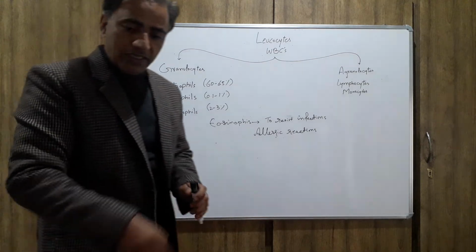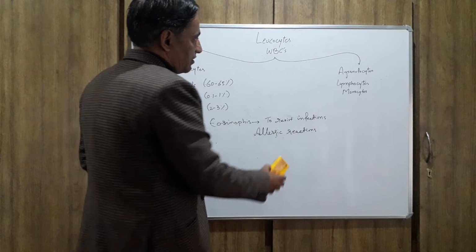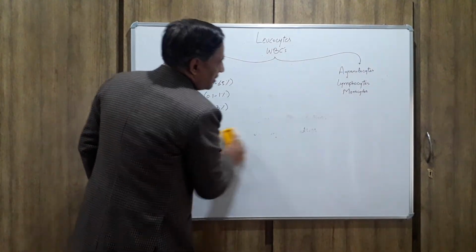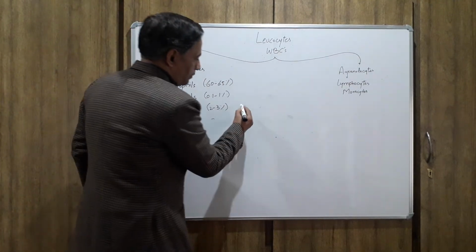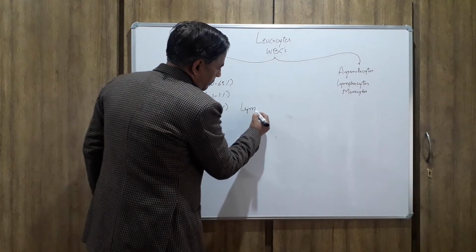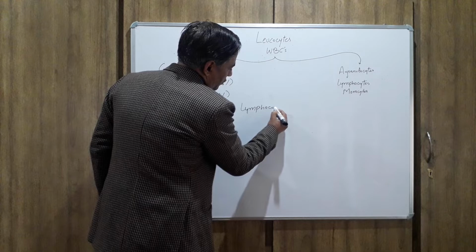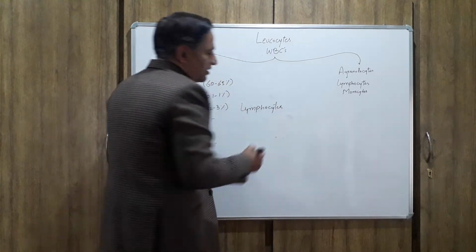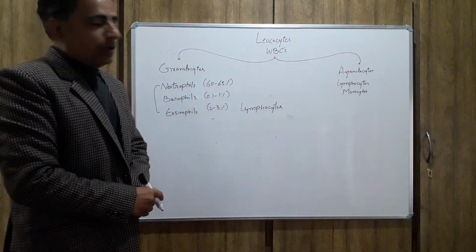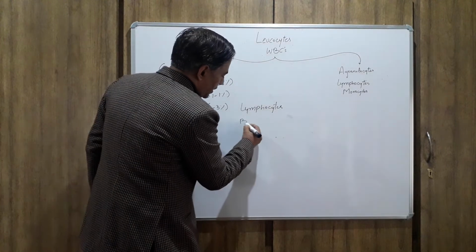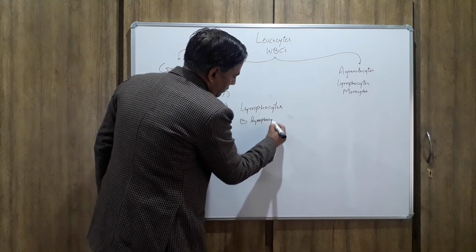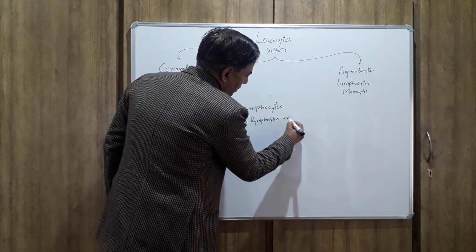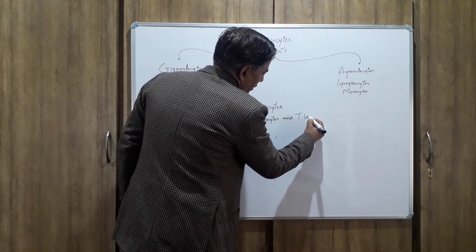Now let us move to the next type of cells, the lymphocytes. There are basically two types of lymphocytes called B lymphocytes and T lymphocytes.